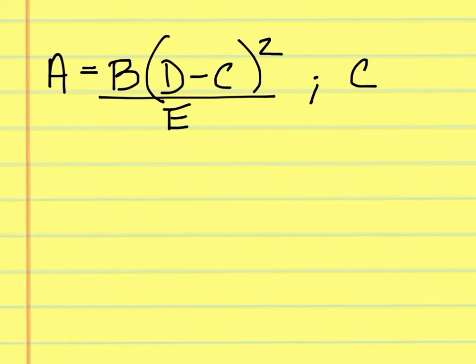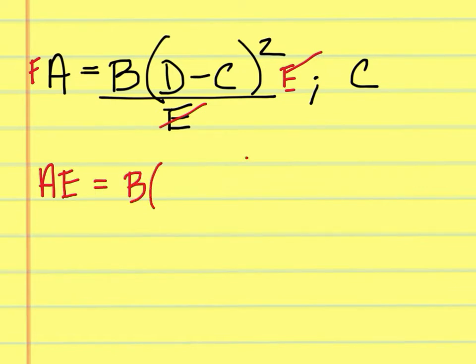You can't do anything with this up here yet because you have everything divided by E. If you're going to divide by E and you want to undo that, you must do the opposite, which is multiply. So if I multiply this side by E and this side by E, I can now cancel out the E there and be left with AE on the left and then B times the quantity squared of D minus C.